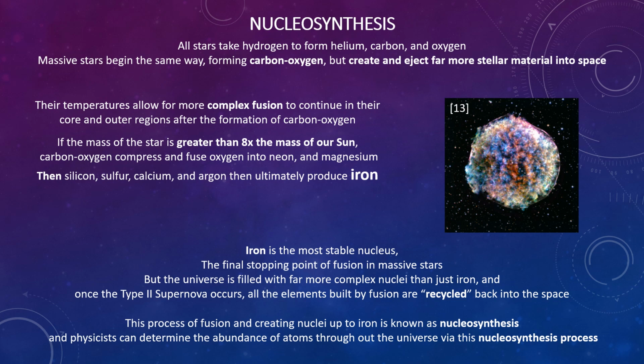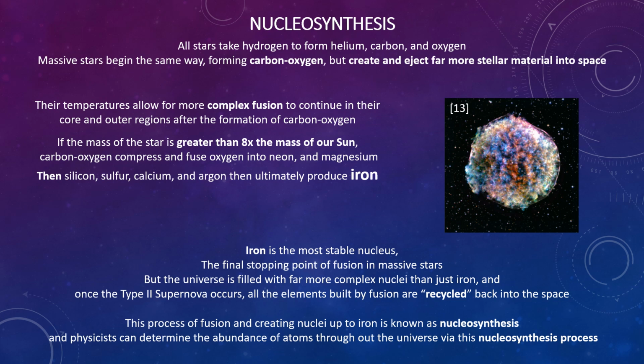But the universe is filled with far more complex nuclei than just iron. And so when type 2 supernova occur, this actually creates even heavier elements than iron because you have all of those neutrons and protons and whatnot. This creates the conditions and densities necessary to create some of these heavier elements. They are smacked together during that core collapse phase and the outer rebound. And so these heavier elements created are then recycled back into space.